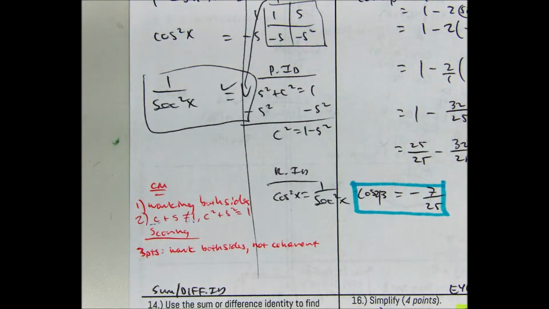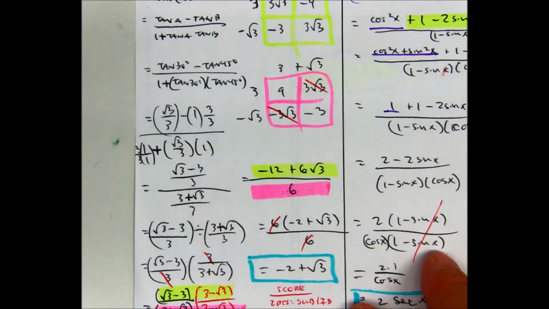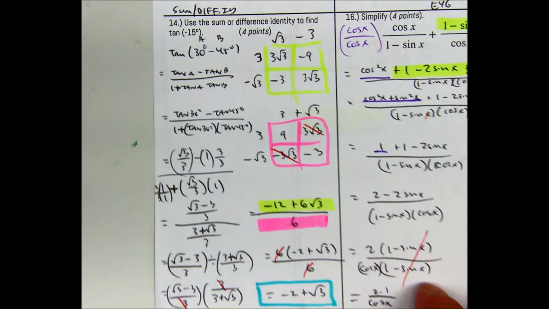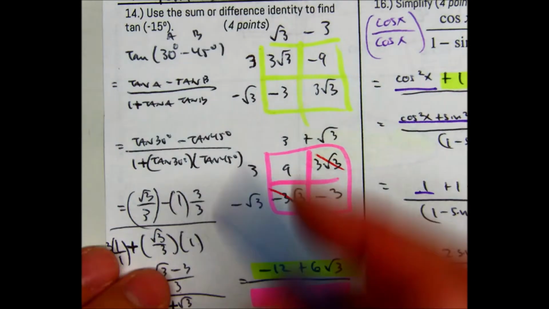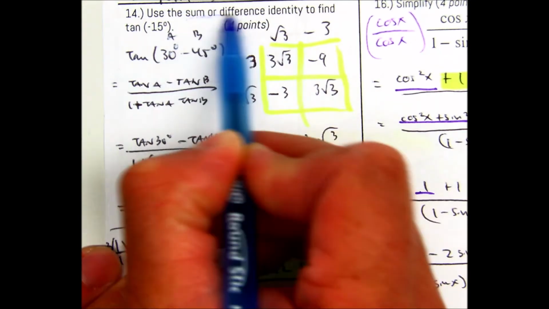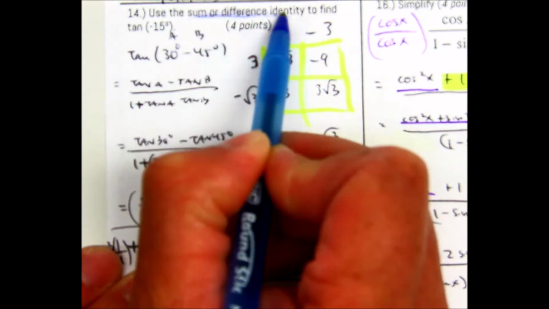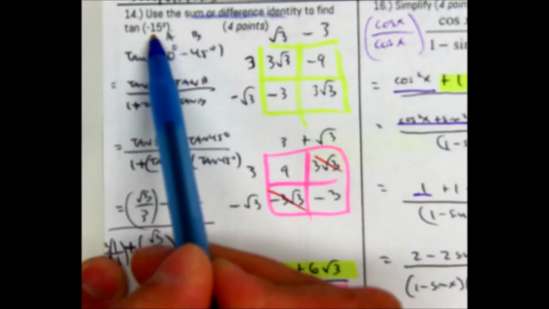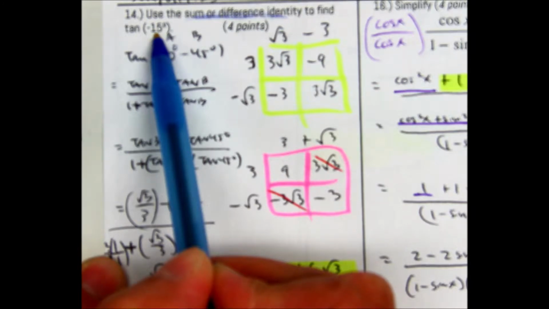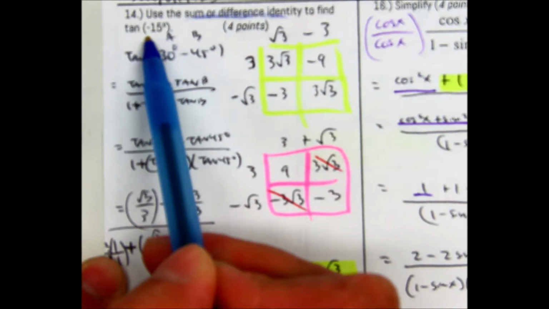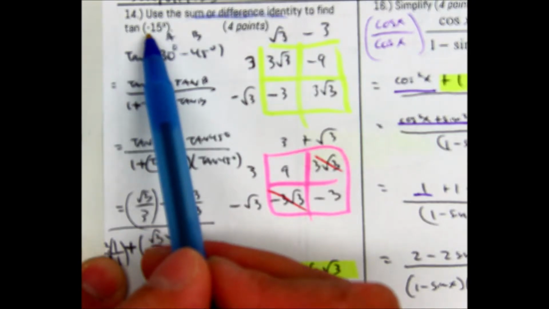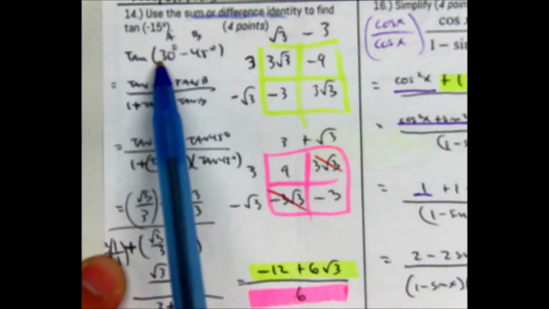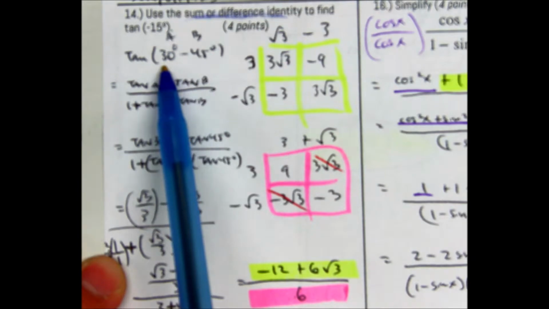Question number 14. Use the sum and difference identity, so it's a formula on your formula sheet, to find tangent of negative 15. The common mistake was actually the two numbers. People were finding two numbers that add or subtract to be positive 15, or two numbers that didn't even get close to 15. And I'm like, huh? Remember, try to pick numbers that are in the first quadrant.